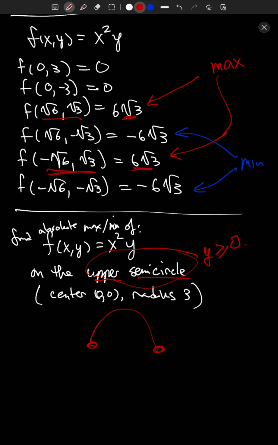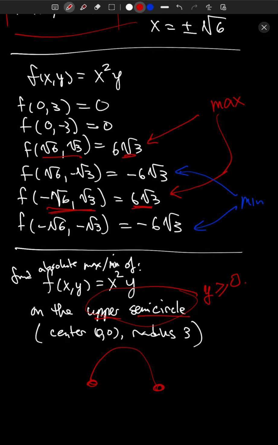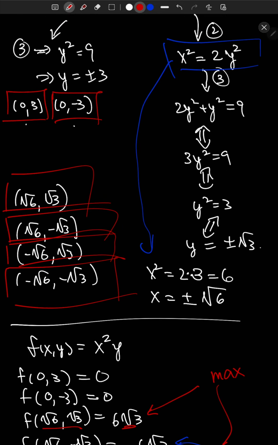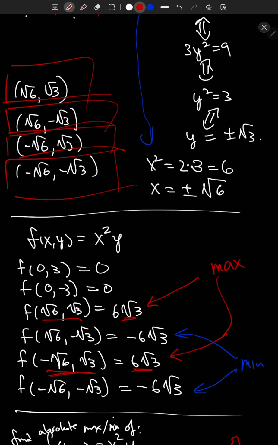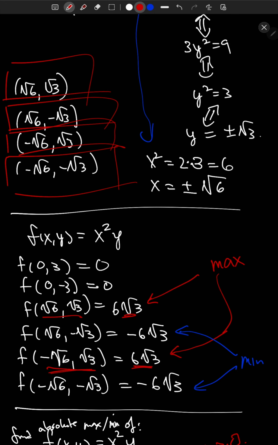We get to the same critical points that we found, right? The same 6 critical points, except because we only care about the upper semicircle, which is y bigger than or equal to 0, we throw away all the candidates where y is less than 0. All right. So we would get the same candidates, but we would toss out this guy, and we would toss out that guy. All right.